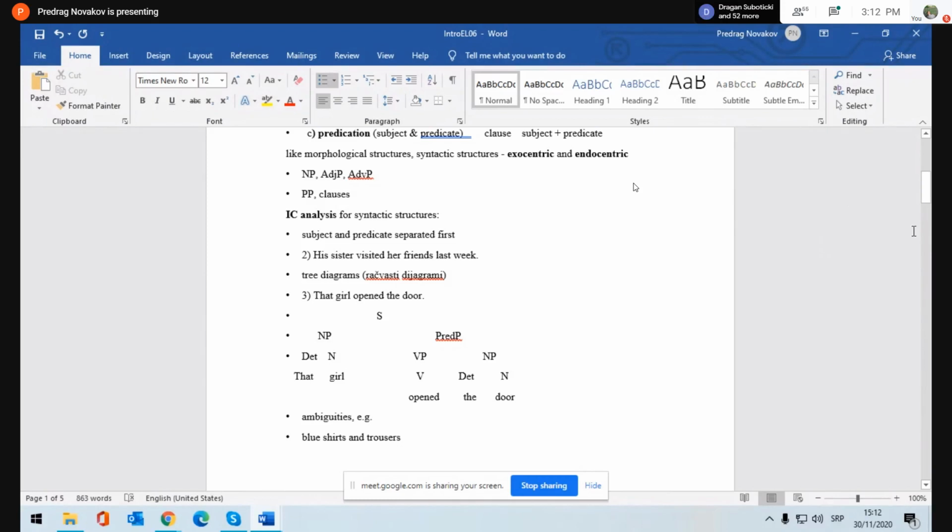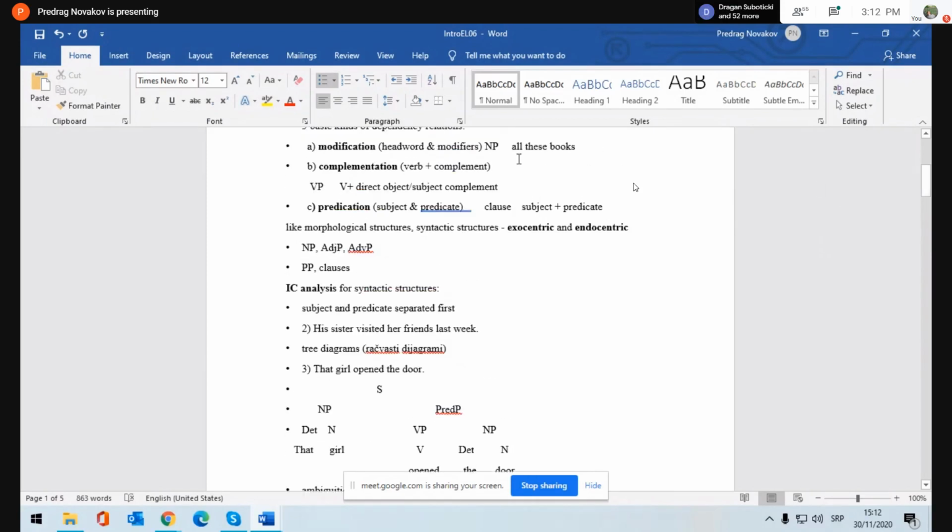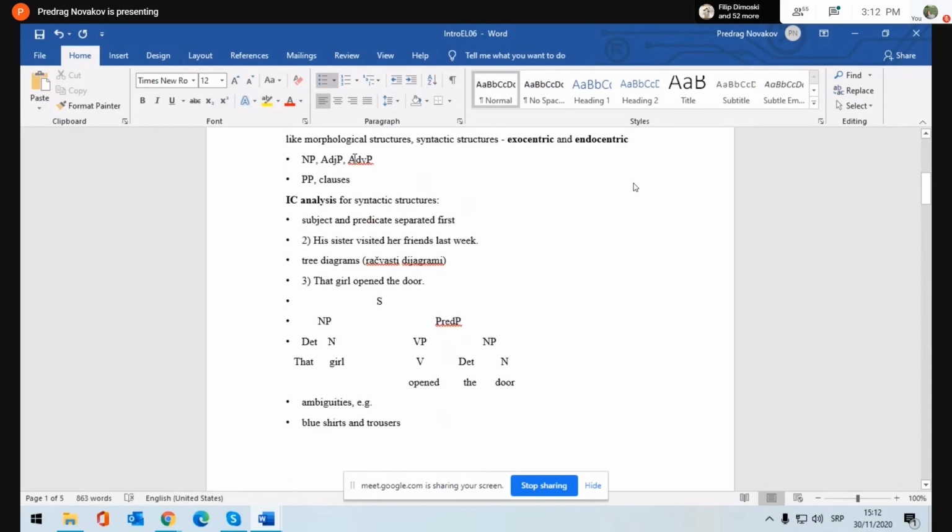Why? I think I had an example of a noun phrase. Yes, all these books. This is a noun phrase. The head word is books. So if you omit all these, you still get the idea, books. So it is endo, inside. The same goes with adjective phrase and adverbial phrase. If you have, for example, very quickly, you can omit very and still get the idea of quickly.